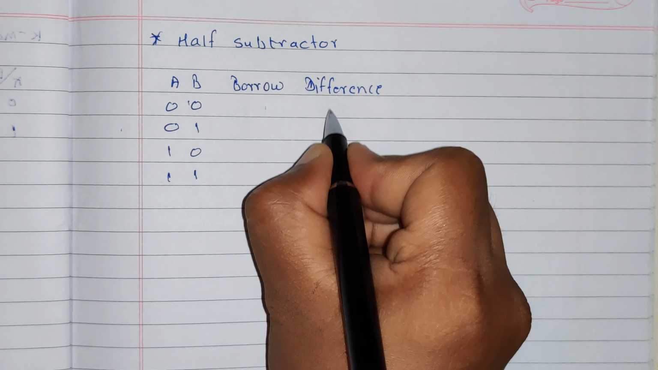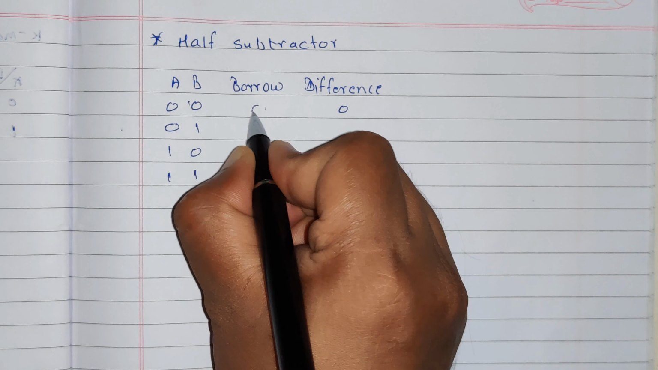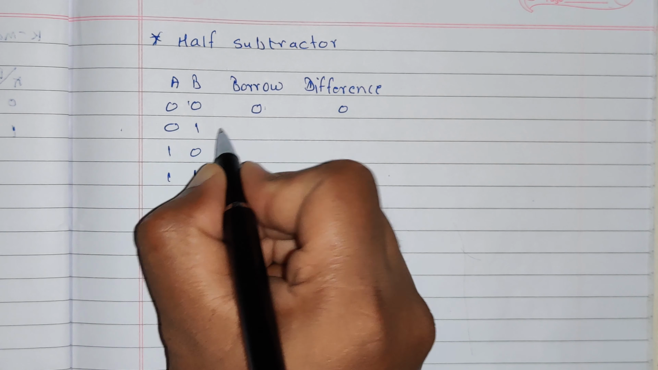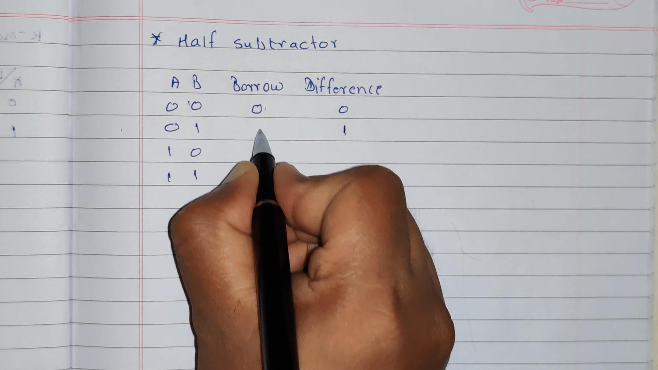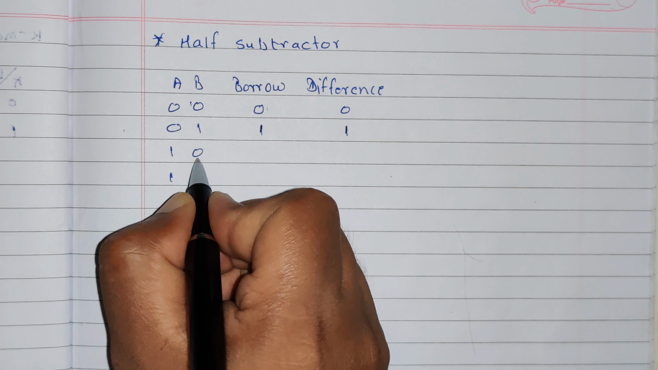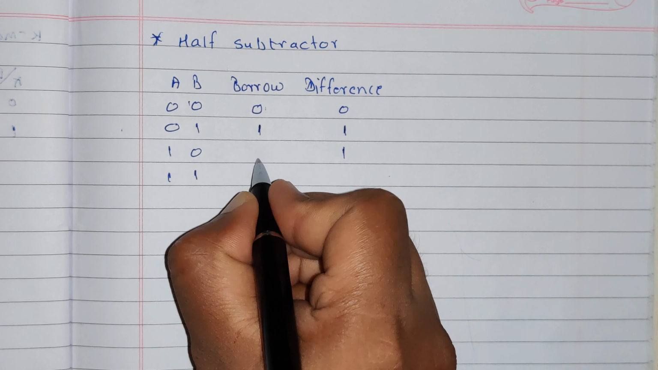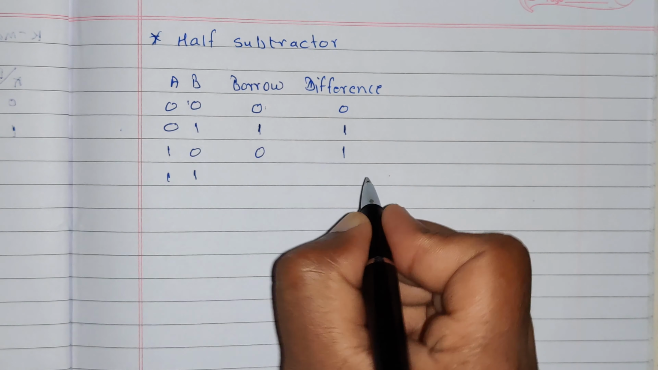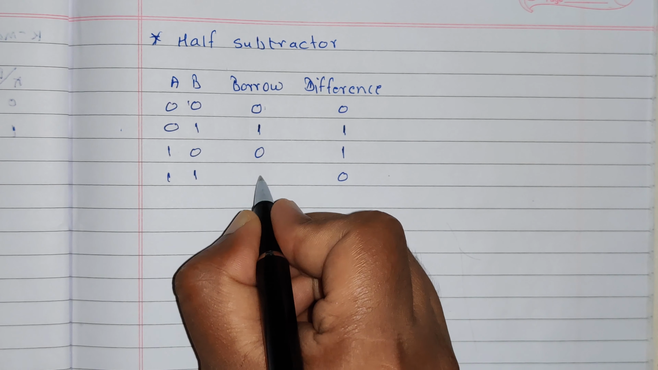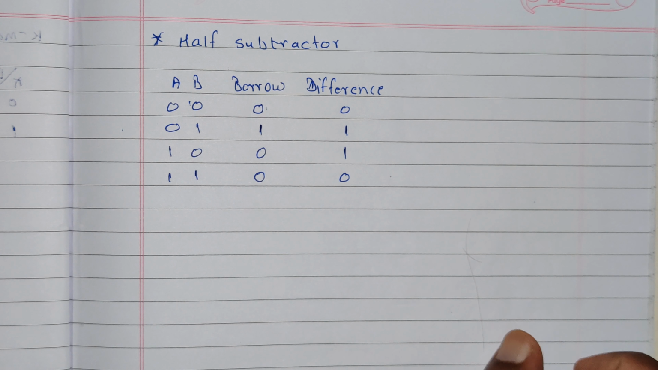Now 0 minus 0, difference is 0, borrow is not needed. 0 minus 1, difference is 1, borrow is 1. 1 minus 0, difference is 1, borrow is not needed. 1 minus 1, both are 0 0. Now we will solve the equation of borrow and difference.